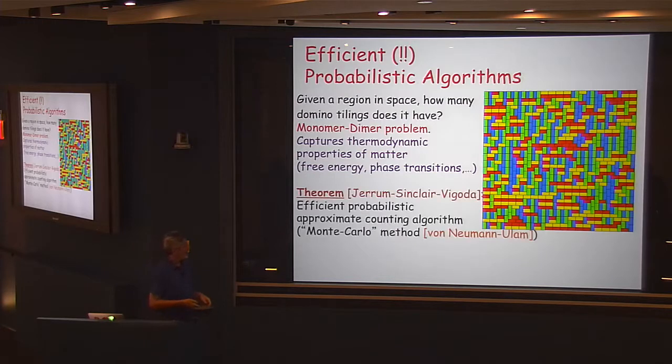So these people, Jerrum, Sinclair and Vigoda, devised a probabilistic algorithm, an algorithm to estimate this number that uses random coins and will finish the job in a second, if it's 100 by 100 or if it's 1,000 by 1,000. This is a very sophisticated algorithm. I'm not going to explain it. It relies on what's called the Monte Carlo method that was used initially by von Neumann and Ulam when they were studying nuclear reactors, nuclear fusion.